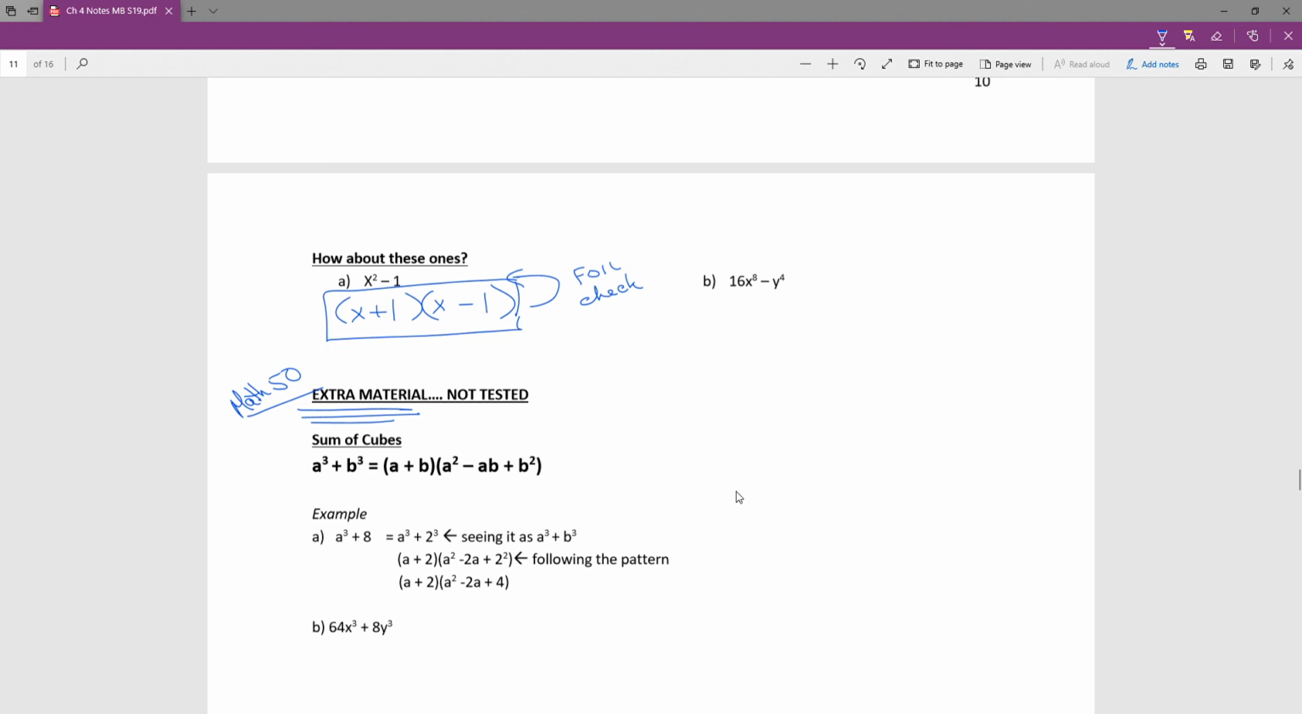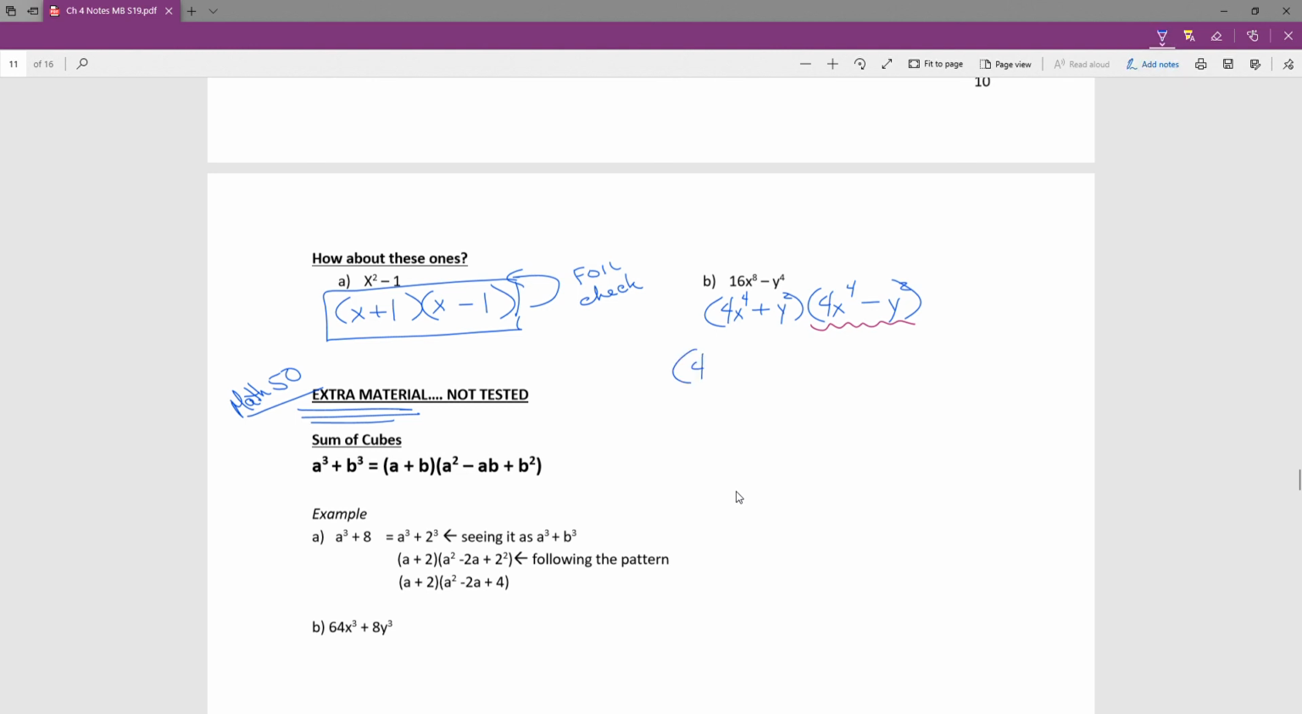Okay, B. Take a look at it. I see it as a difference of squares. But I'm not done. Take a look at the second binomial there. That second binomial is actually another difference of squares. So we have to keep going on this one.